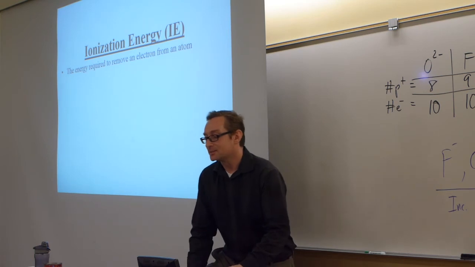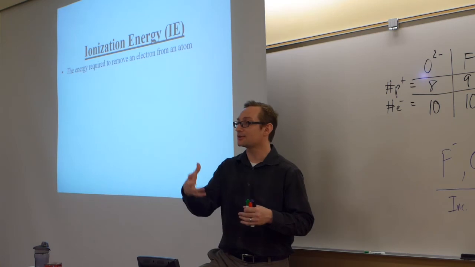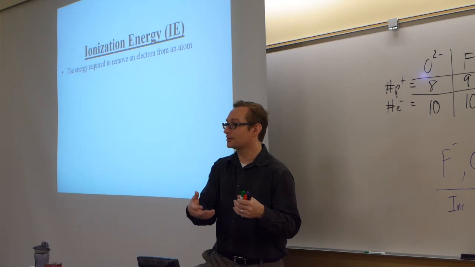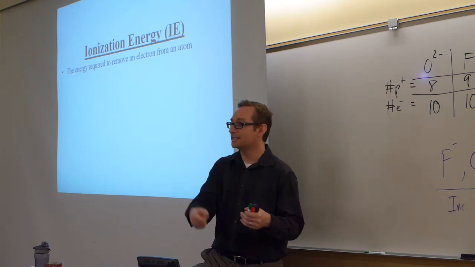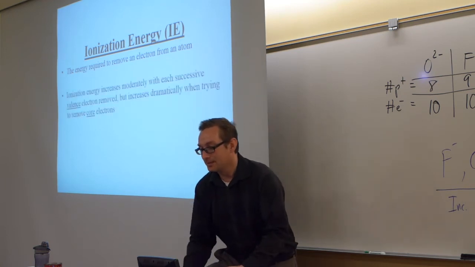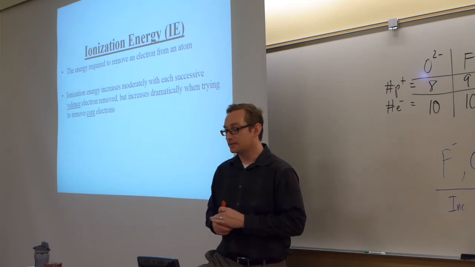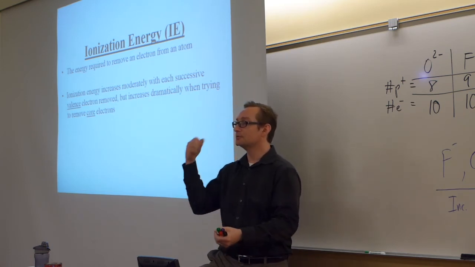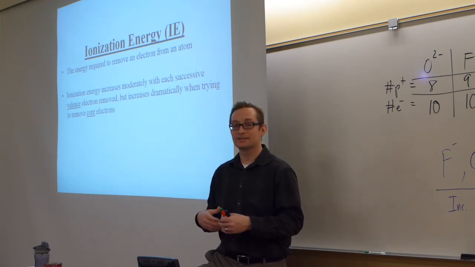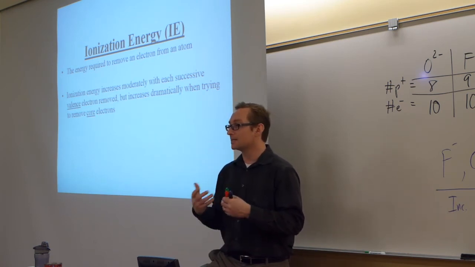Okay, so the energy required to remove an electron from an atom is what ionization energy is. So if you want to take an electron off of an atom, you need energy to do that. Okay, it's an endothermic process. You have to put energy in to pull an electron off of that nucleus. Ionization energy increases moderately with successive valence electrons removed. So with every valence electron you remove, let's say you want to ionize an atom a second time, it's going to take more energy to do that than it did for the first. With each successive electron you're removing, it takes more ionization energy.